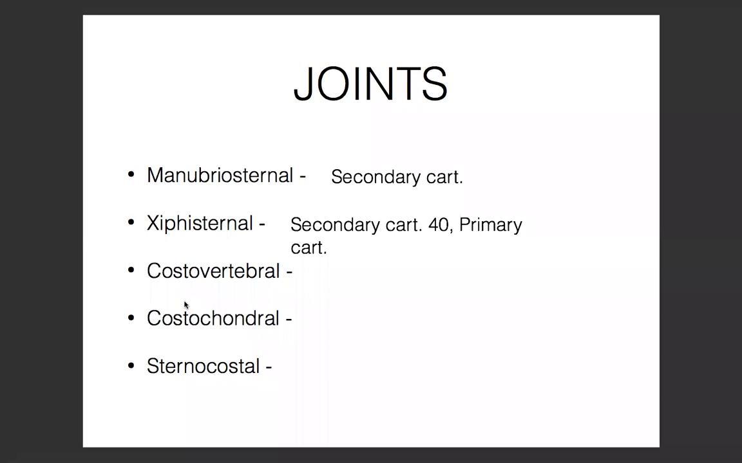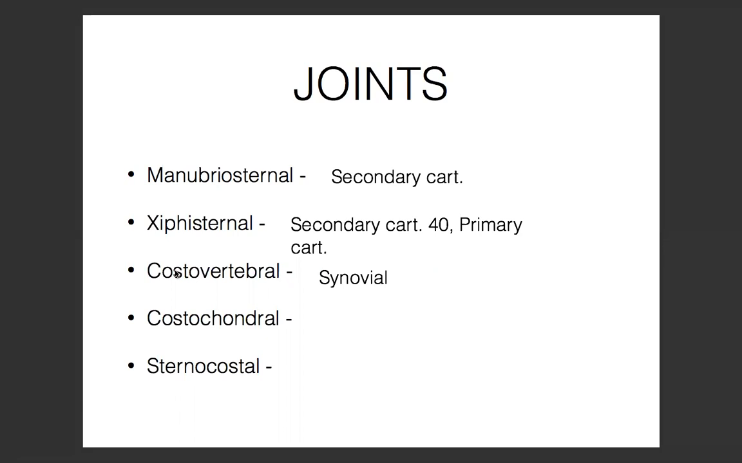So next is the costovertebral joint. So it's a joint between the rib and the vertebra, and these ones are synovial joints, so they can move. And there's also another joint, which is a joint between the tubercle and the rib itself.